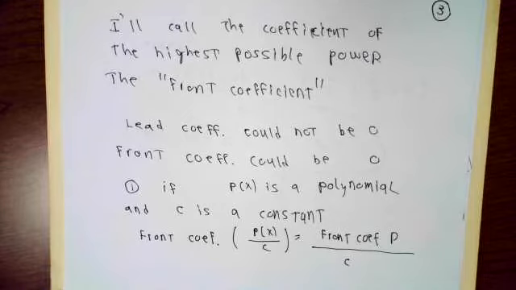I've got 2 observations to make, and then we'll be able to get the Newton divided difference form. Number 1, if P is a polynomial and C is a constant not equal to 0, then the front coefficient of P of x divided by C is what you get when you take the front coefficient of the polynomial and divide it by C. That looks very mysterious, but there is less there than meets the eye.